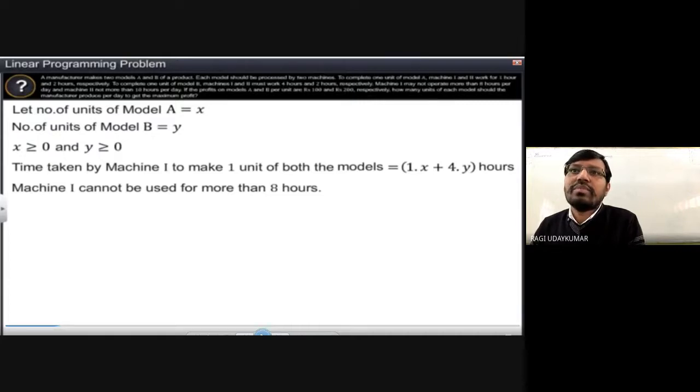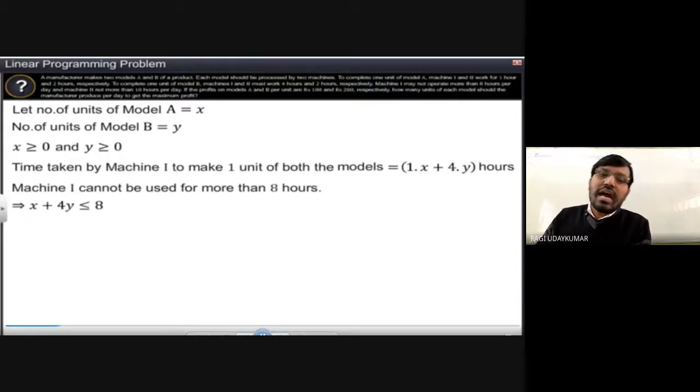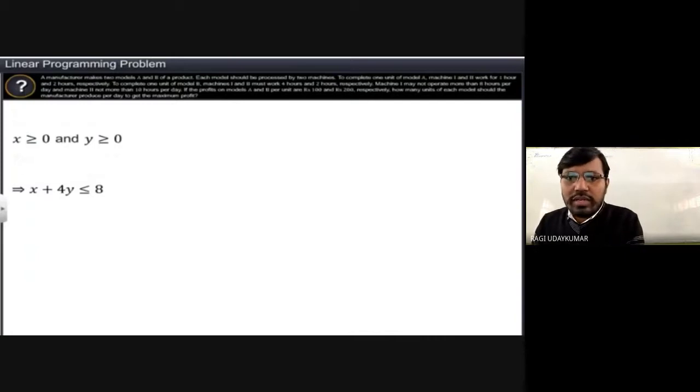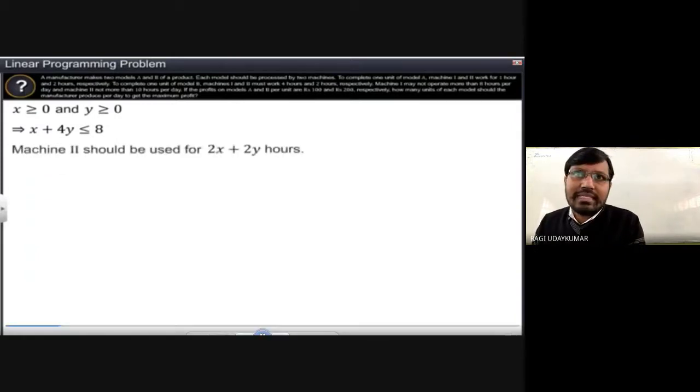So it should not be more than 8. This should not be more than 8. So it has to be less than or equal to 8. So the other inequation you are going to get is x plus 4y is less than or equal to 8.